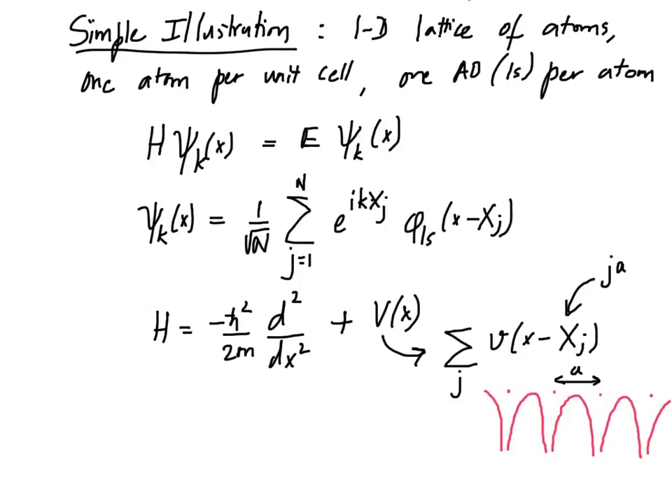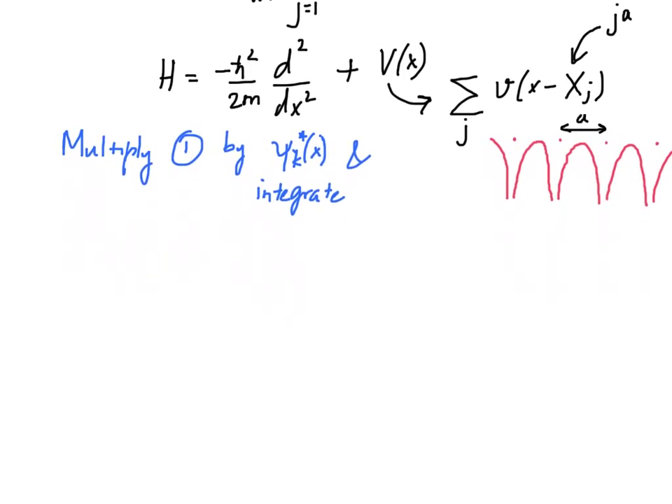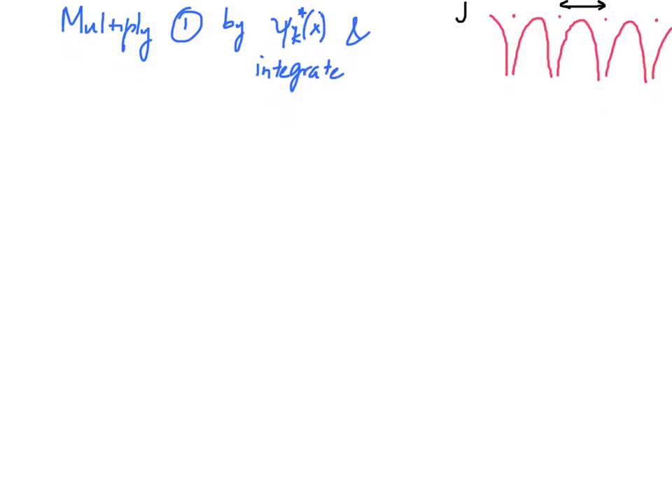So good, we got all the pieces in place, and what we are going to do now is go back to our Schrodinger's equation, which is H psi equals E psi, which we are going to call equation 1. Then we're going to multiply that equation on the left on both sides with psi star of x and integrate over all of space. And when we do that, we will get the following steps.